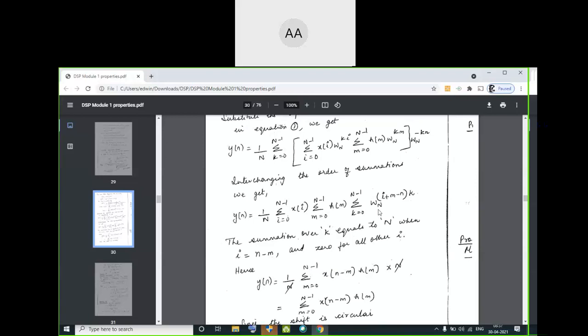So here what happens? Over a range of capital N, the value of this will be what? This is Wn power n. So it is 0 to n minus 1 over n values. If it is capital N, I mean summation of 1 over a range 0 to n minus 1, the value of this is nothing but capital N. So this term you replace it with capital N. Those terms get cancelled. You are left with x of n minus m and h of m.